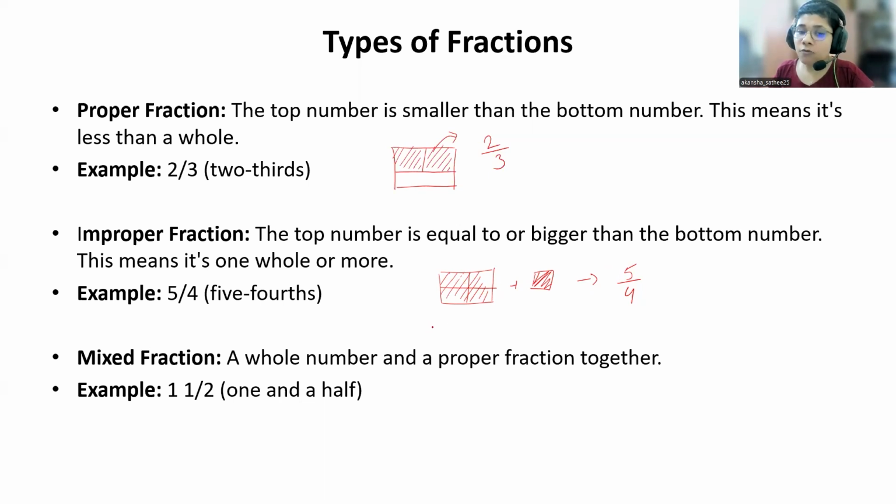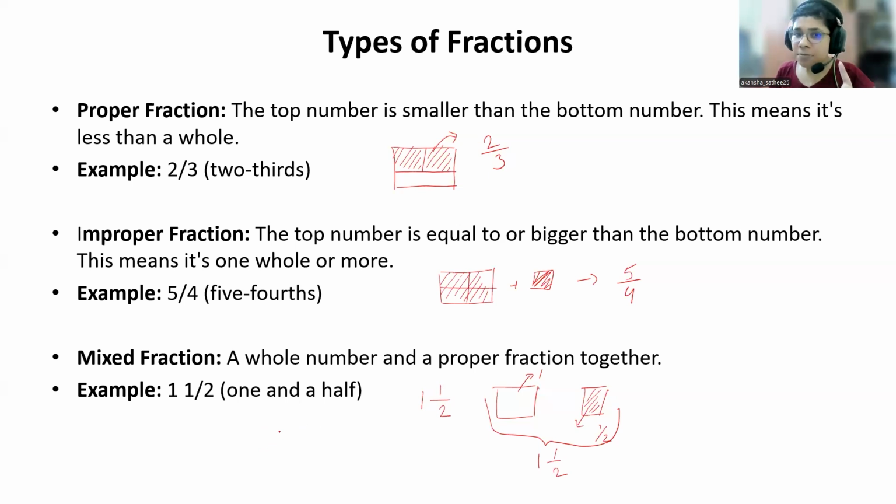Now mixed fraction. What is meant by a mixed fraction? A whole number and a proper fraction together. So generally you will see that people write a fraction in the form of 1 and 1 by 2. It is 1 and 1 by 2. So your whole thing, let's say, is this plus half of the whole thing. So this is your 1 and 1 by 2. It is not plus over here, but this thing together is 1 and a half.